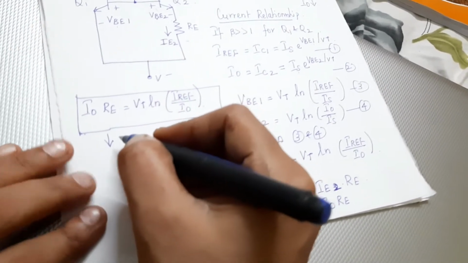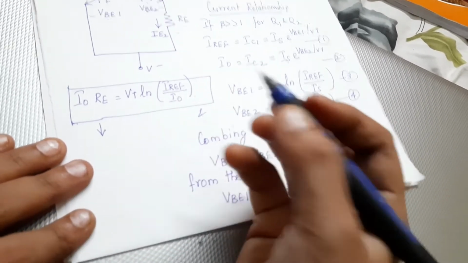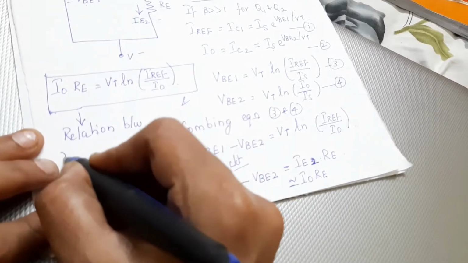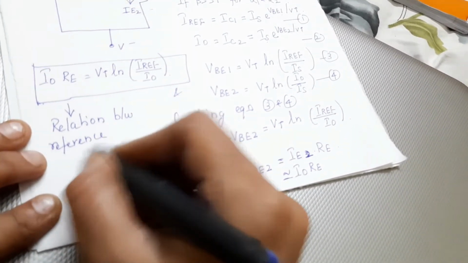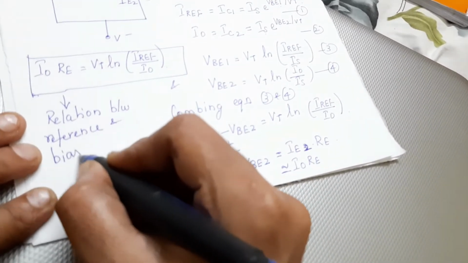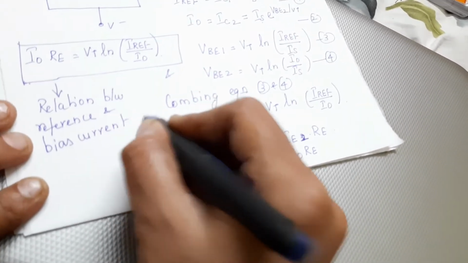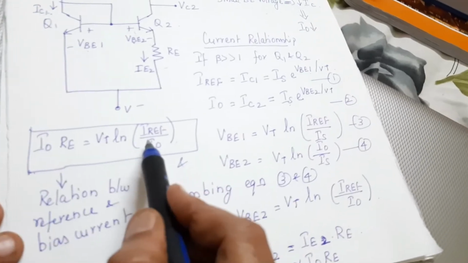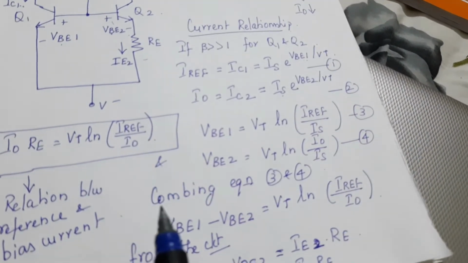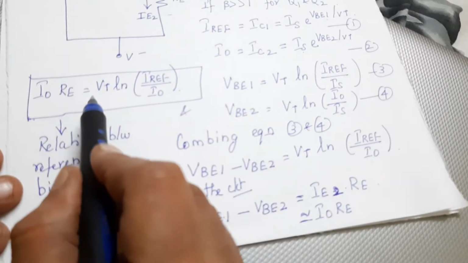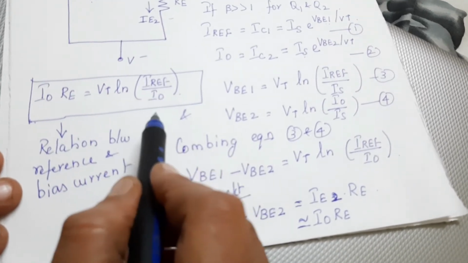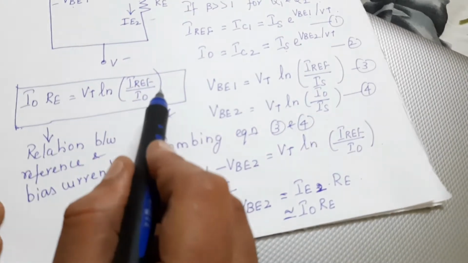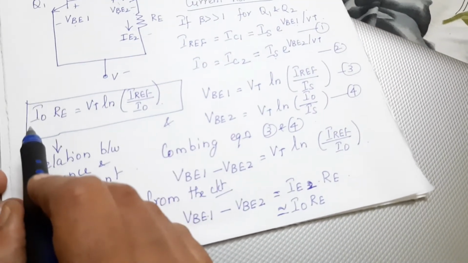So this is the relationship between my reference current and the bias current. The bias current is nothing but my output current. The output current, or the bias current, I have represented here as I0, and I have written it in terms of I reference. So I0 into RE will be equal to VT ln of I reference divided by I0, which gives you a relationship between I reference and the bias current. In a sense, it gives a relationship between your input and your output.